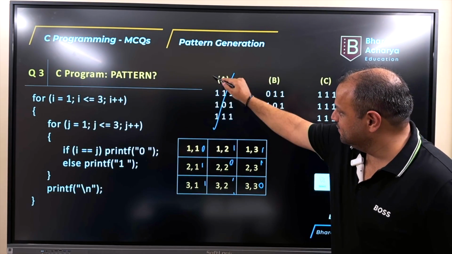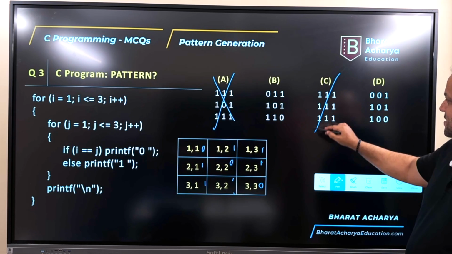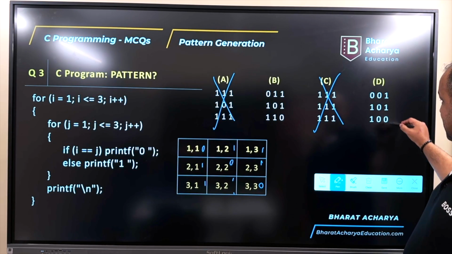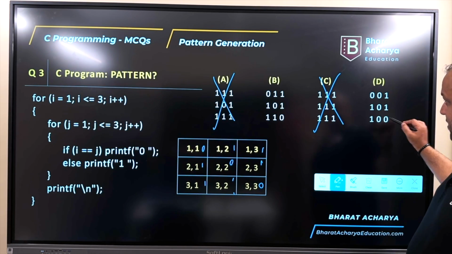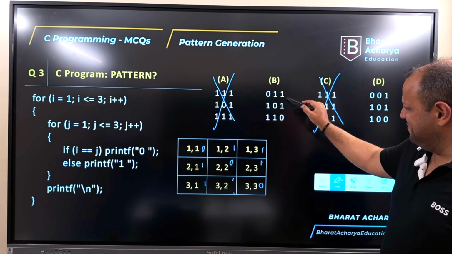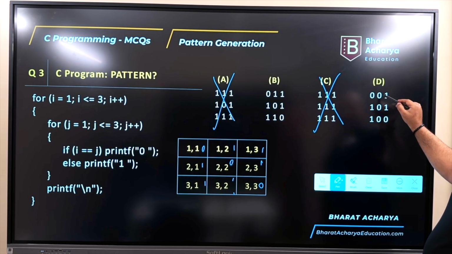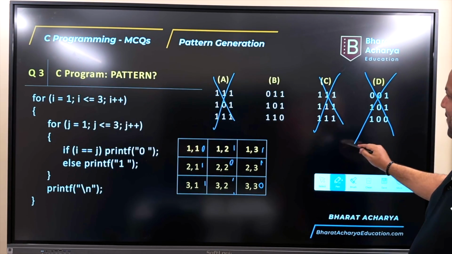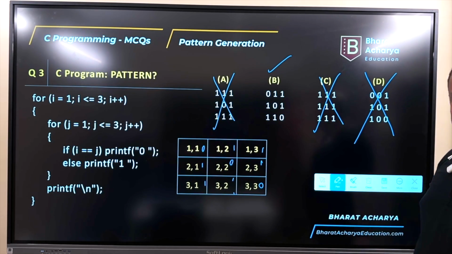That means this is out. This is out. This is still an option because all these three are 0. So still considered, but everything else should be 1. Everything else is not 1. You have these extra zeros over here. So this is also gone. The correct answer is B.